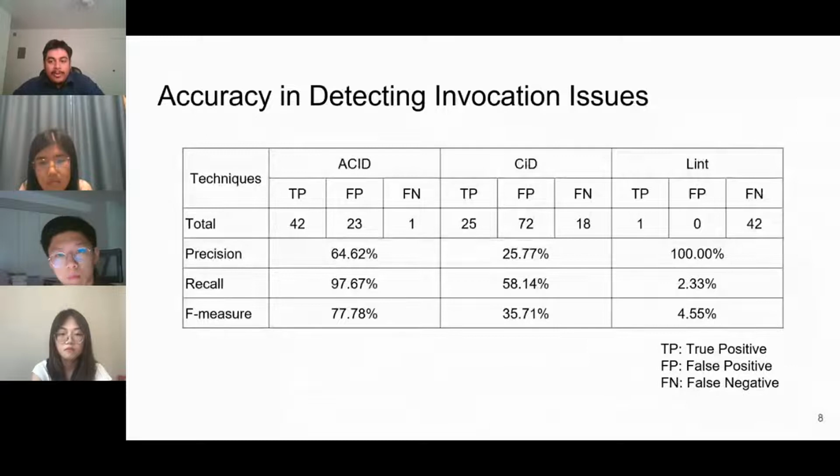The table shows the experimental results. Comparing all the results, we can see that ACID outperforms the other 2 techniques in detecting API invocation compatibility issues.